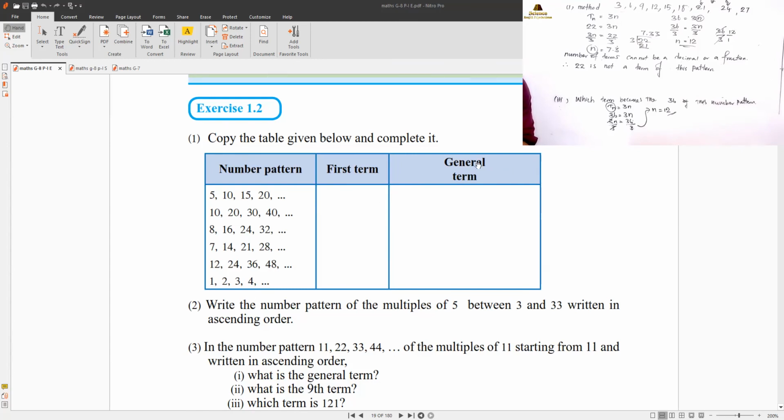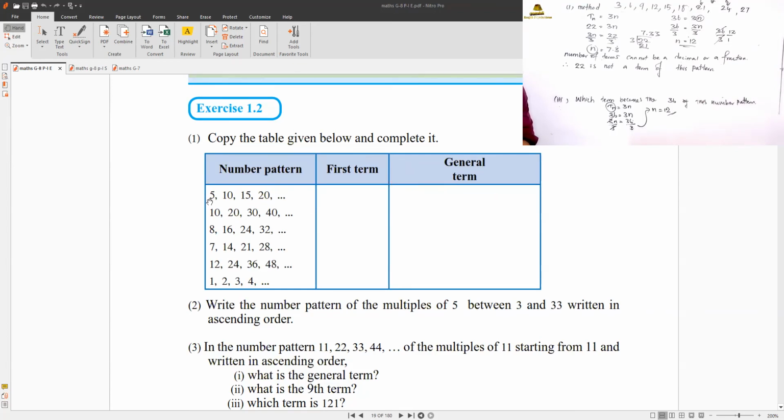Okay, so you have to copy the table given below. Write 5, 10, 15, 20 with two small titles in front: first term and general term. Let's identify what's the first term. That's 5. Next one, 10. Next one, 8. Next, 7, and 12. Yes. General term.